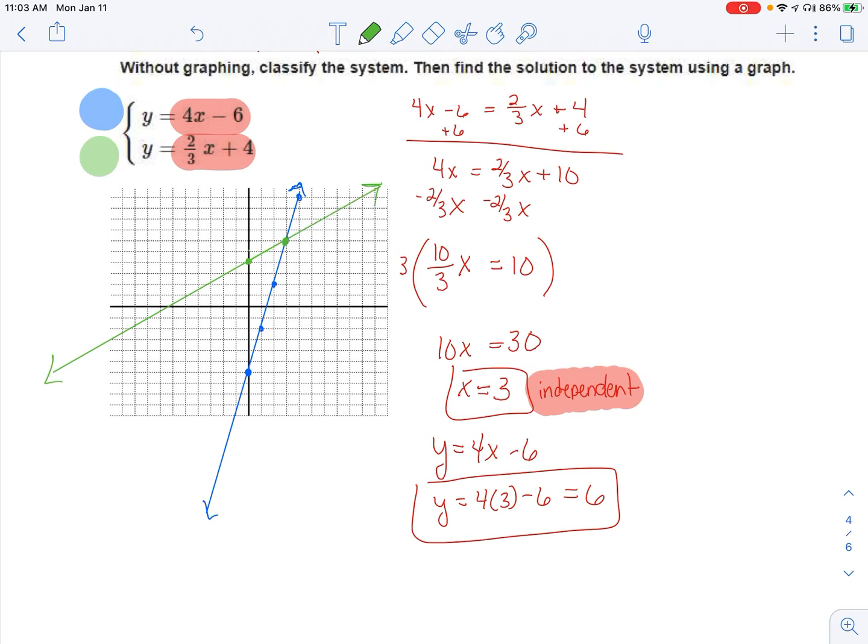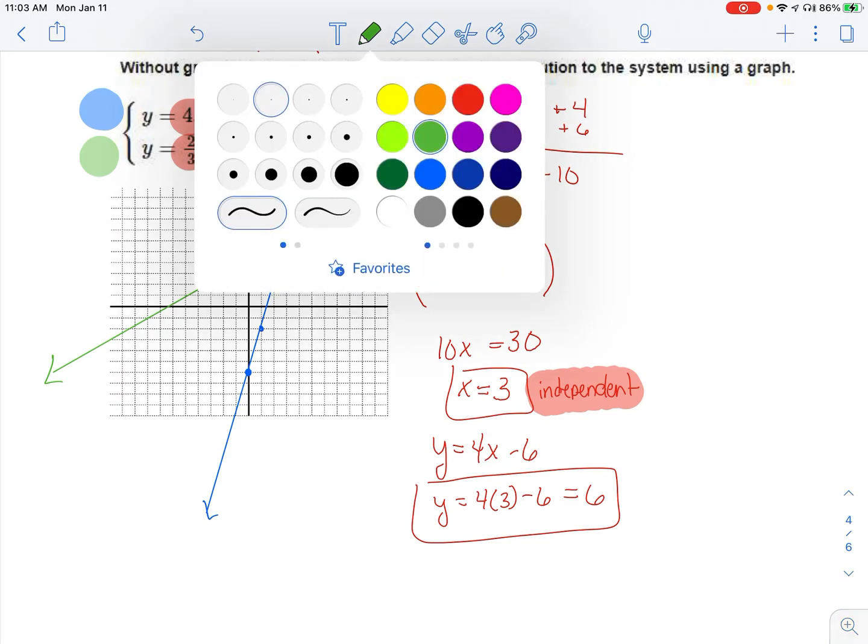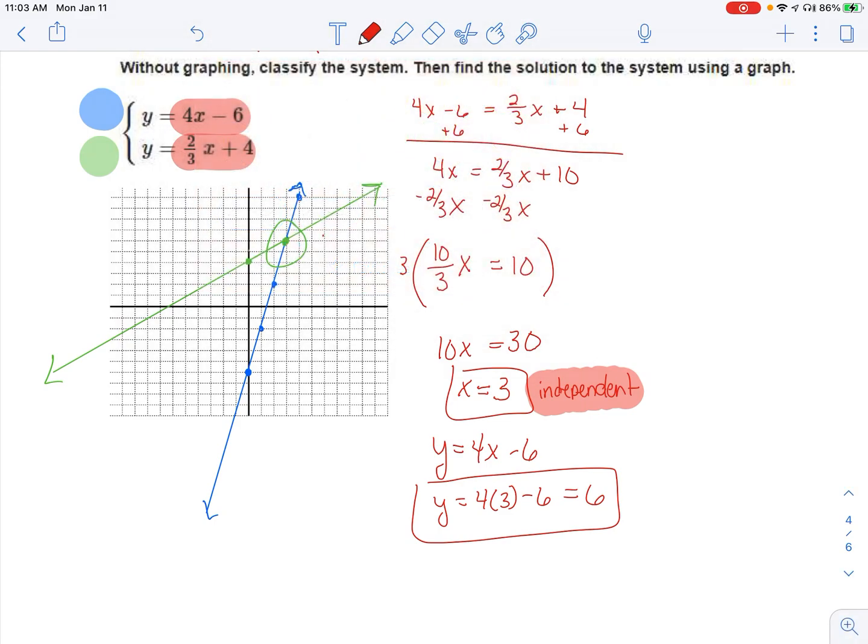Okay, so it says then find the solution by using a graph. And sure enough, look at that graph. It does, in fact, cross at over 3 up 6, which is exactly what I got for my x and my y. So there it is using your graph.